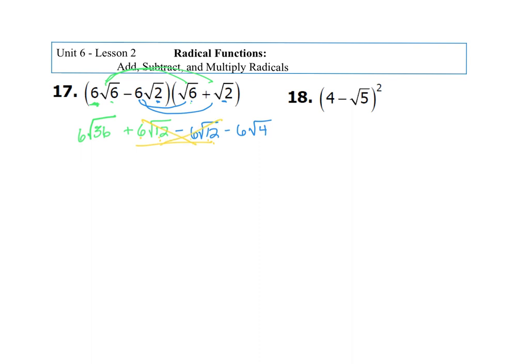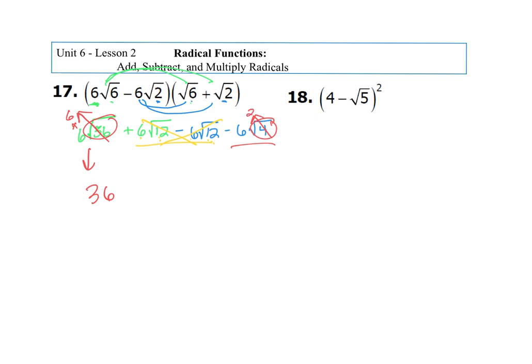But we can do some simplifying on these other parts. Okay, square root of 36 is a perfect square. Square root of 36 is 6. It was being multiplied by 6 on the outside, so all of this becomes 36. Now this part over here, minus 6 square root of 4. 4 is a perfect square. The square root of 4 is 2.